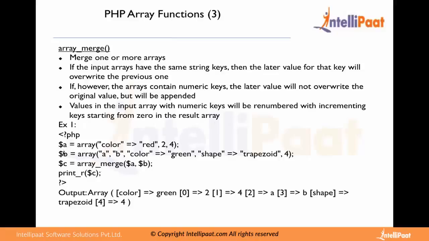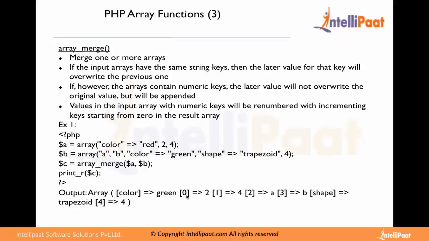So see, in the first example we have two arrays. One contains a key value of color and red, and the second has only values, and the third is only the value 4. So I have one array and another array, and I am passing these two arrays to array_merge. It will combine the arrays from both and return me a single array. My result is, the first key value is color green. So what it is doing is overwriting with the second one. Here I have the color key, and here also I have the color key. So it will overwrite and give me the same key with the second value. So here I am getting color and the value green.